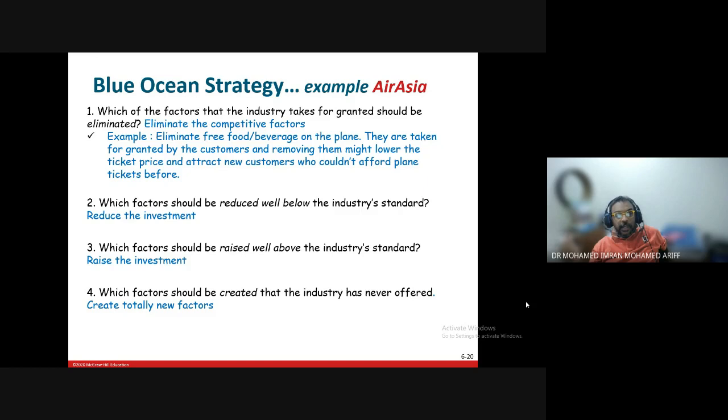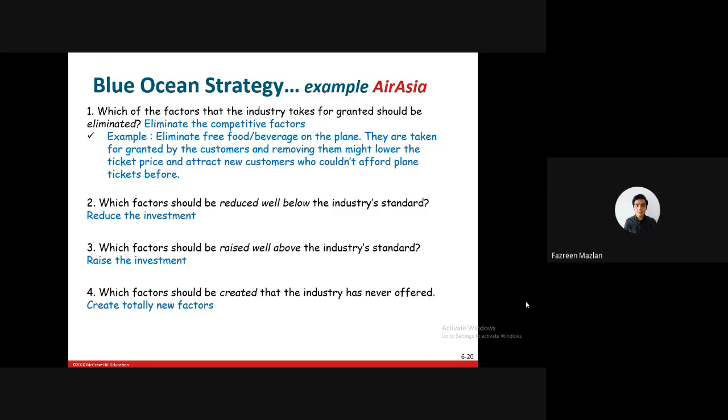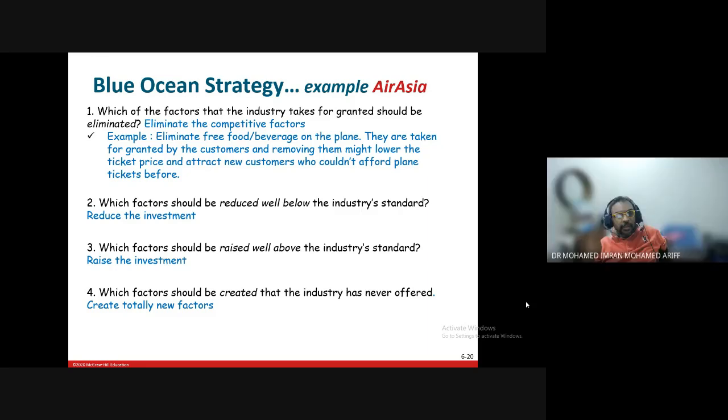Siapa boleh jawab soalan nombor 3? Which factor should be raised well above the industry standard? Nombor 3 tu mungkin dia boleh increase flight hours atau dia boleh increase kekerapan penerbangan. Bingo, tepat sekali. Kalau dulu MAS dia ada flights tapi very limited timing. But now AirAsia dalam satu hari ada 5-6 flight ke Jakarta. Well above the industry standard. Industry standard dia 3 flight je, but dia dah pergi banyak dah.